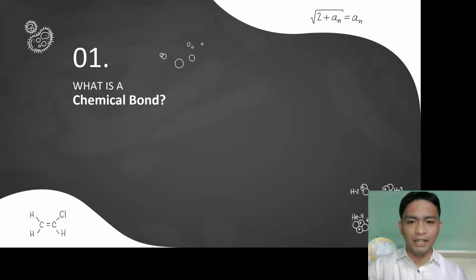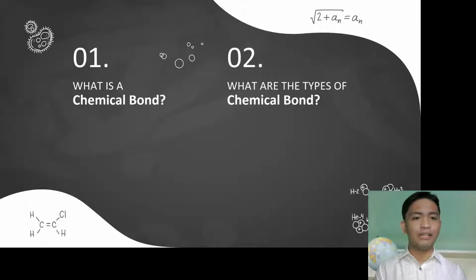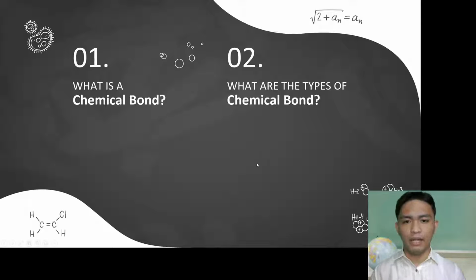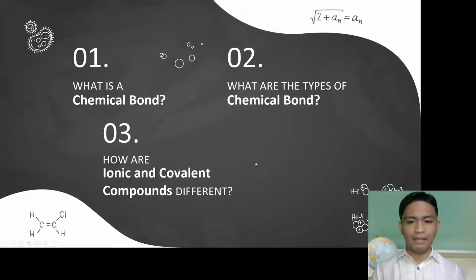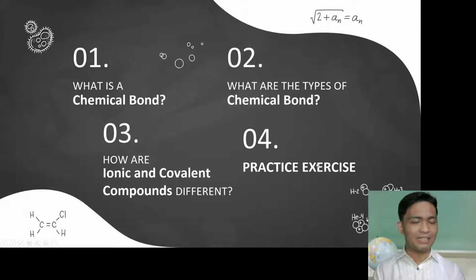First, we will be defining what chemical bond is. Second, we will find out the different types of chemical bond and how each type is actually formed. And for the third part, we will find out the difference between ionic and covalent compounds based on a set of properties. For the last part, we'll be doing a quick practice exercise to find out if you were able to understand our discussion or our lesson for this week. So ready ka na ba?